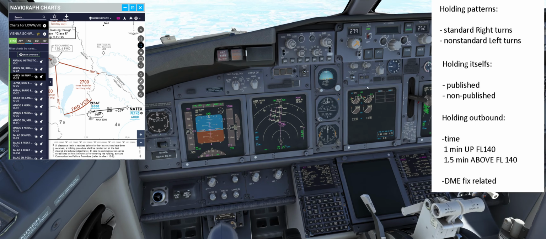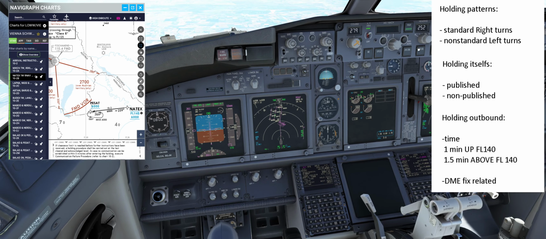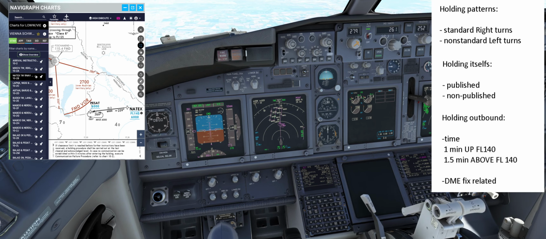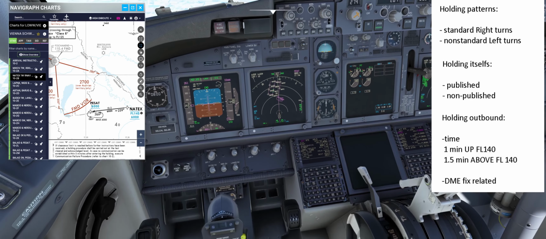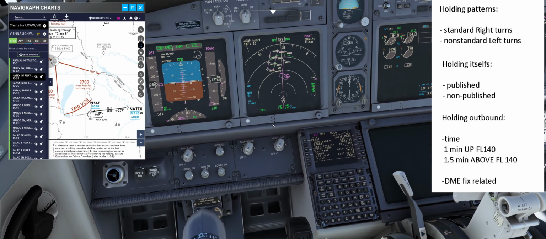So now we have enough altitude in order to avoid this situation. We put into the vertical speed mode, start our descent, and for flight level 100 we should have the leg 1 minute.